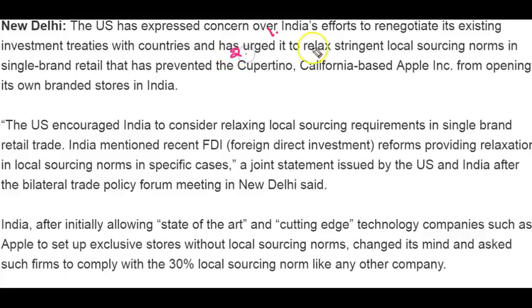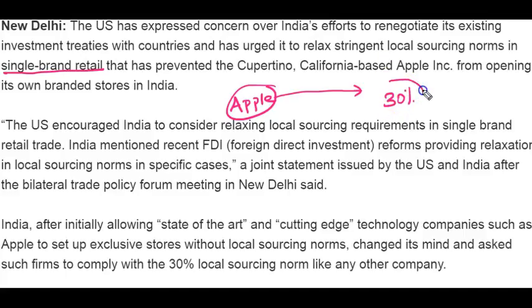And the second issue raised by US is the stringent local sourcing norms in the single brand retail. For example, Apple company wants to establish its own stores in India across the length and breadth of our country. For that, 30% of the components should be procured locally. It is called local sourcing norms.